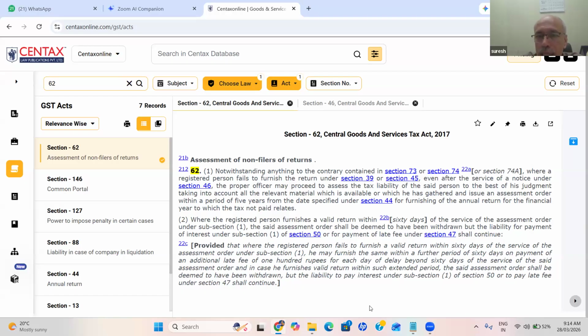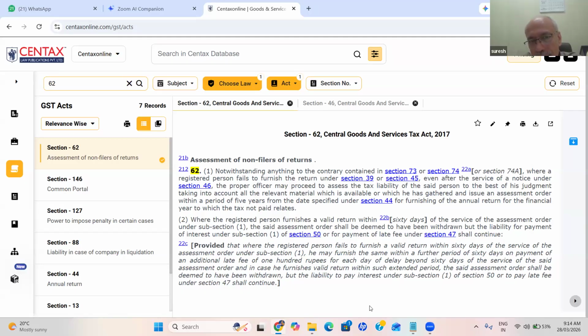So then he has to do his best of his judgment from the material on record, and then he has to issue an assessment order within a period of 5 years. So it is within a period of 5 years from the date specified under section 44 for furnishing of the annual return for the financial year to which the tax not paid relates. So this is very important.